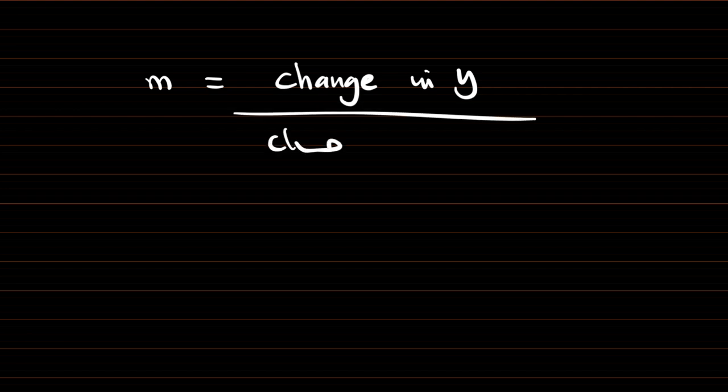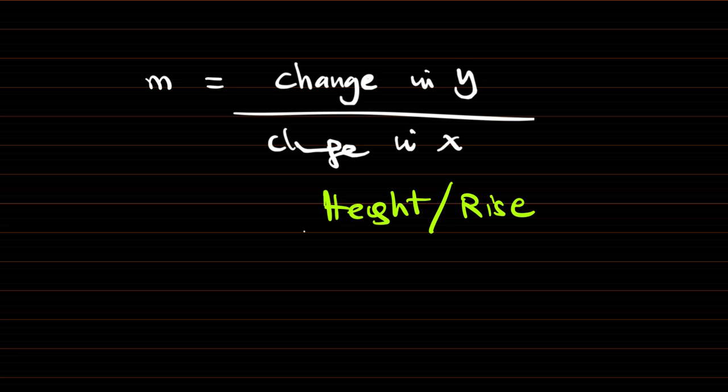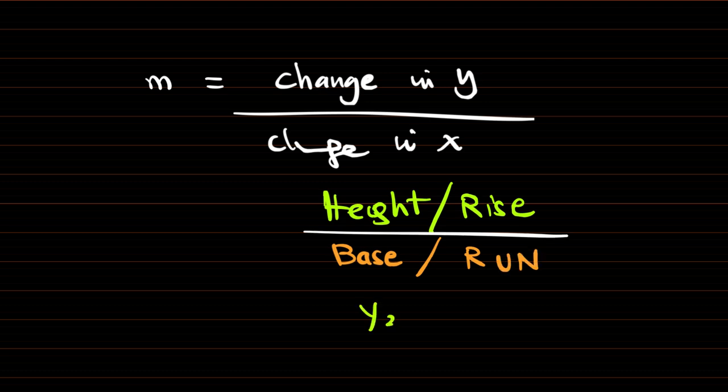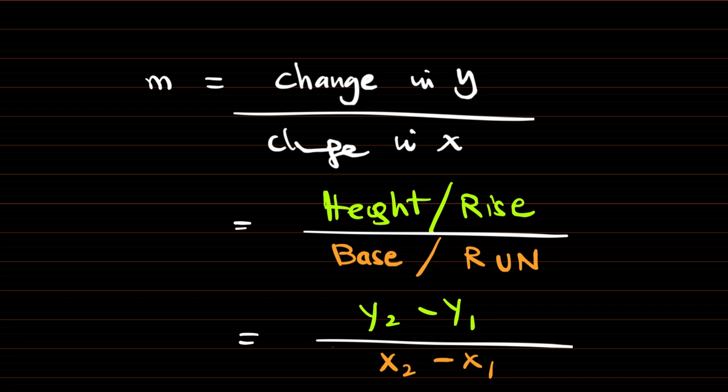So let me write it down again. M is change in y divided by change in x. Change in y is basically the height. It can also be referred to as the rise. And change in x is the base of that triangle. It can also be referred to as run. Also, we can write this as y2 minus y1 over x2 minus x1. And that is how this definition is created. That is the definition of the gradient of a line. So now we can get started by working it out.